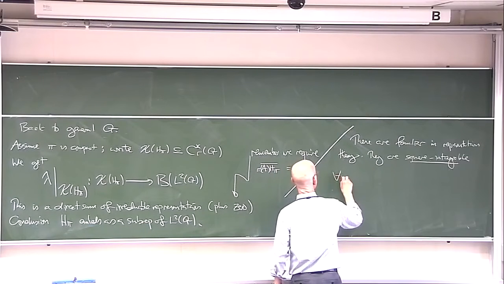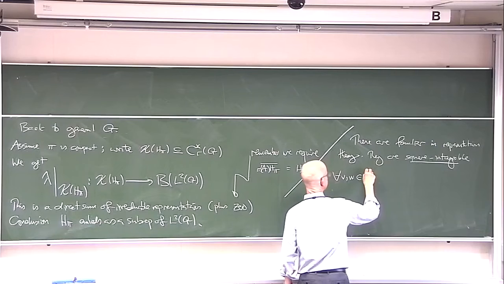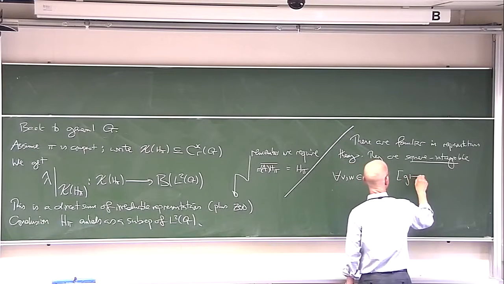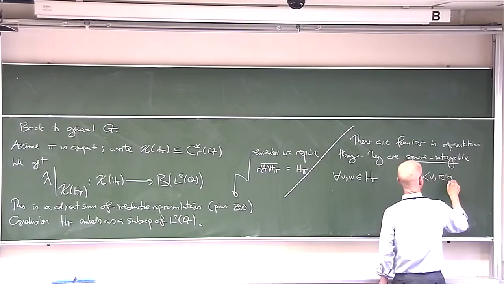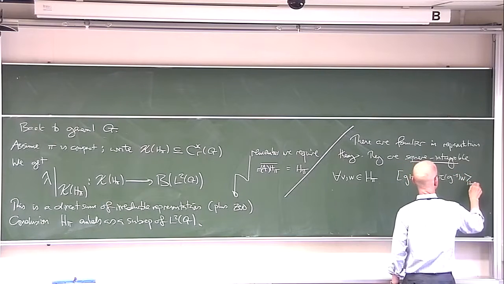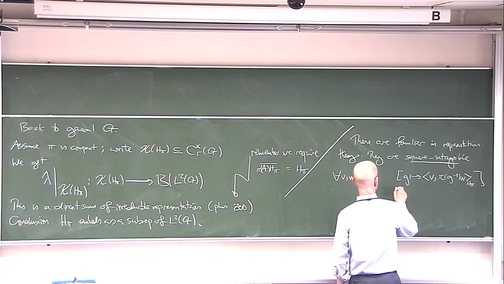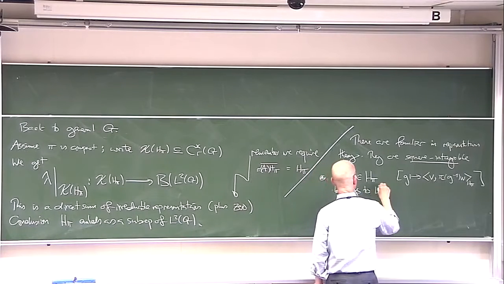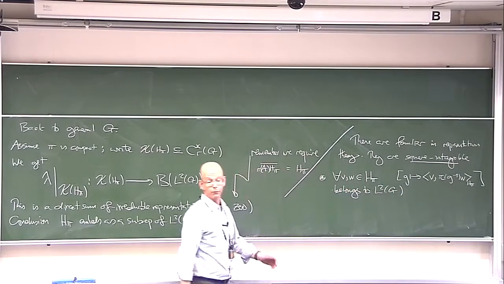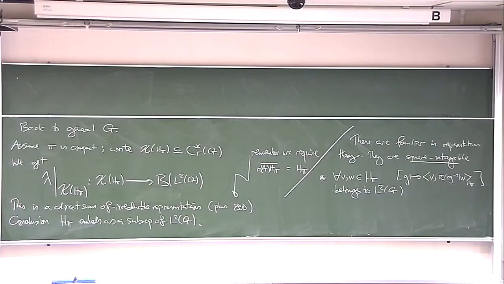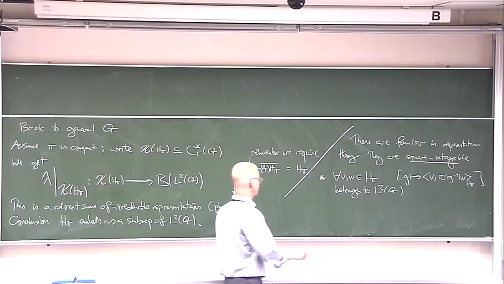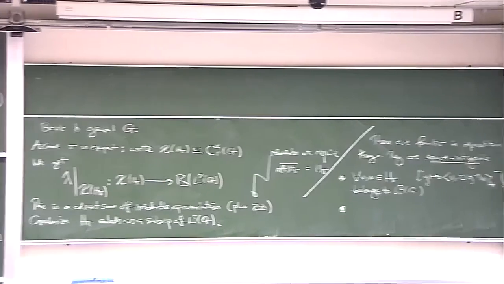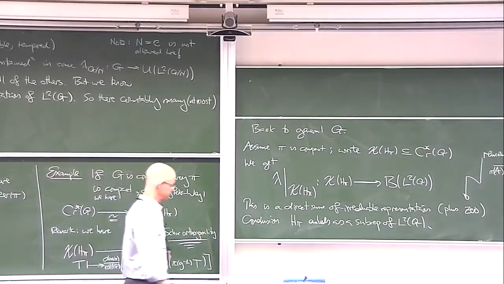And what that means is that for every vectors v and w in Hilbert space H pi, this function which sends g, the so-called matrix coefficient function, which does this, belongs to L2 of G. And there's a beautiful resonance with this nice fact that was worked out by the ancients.